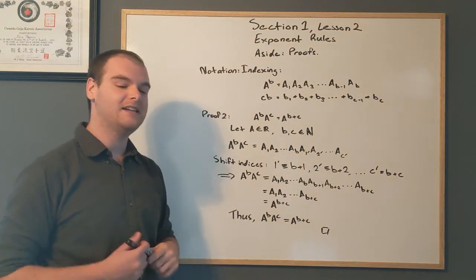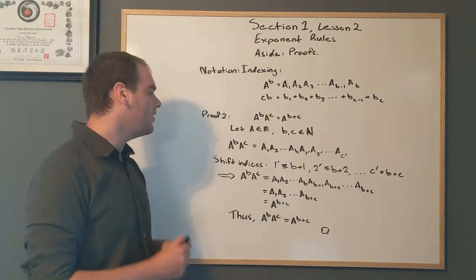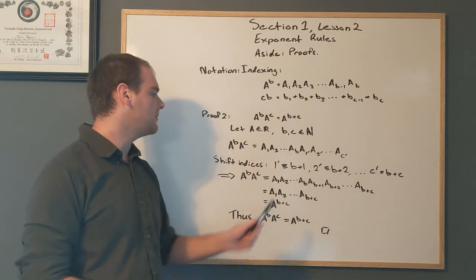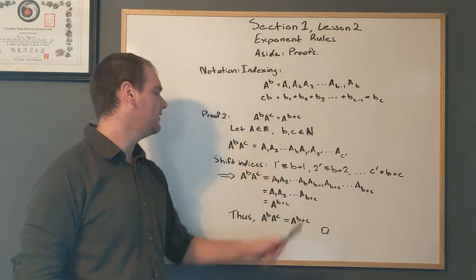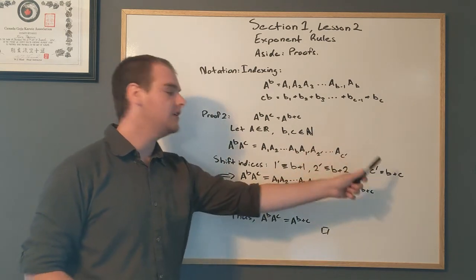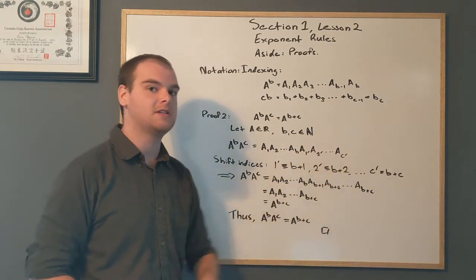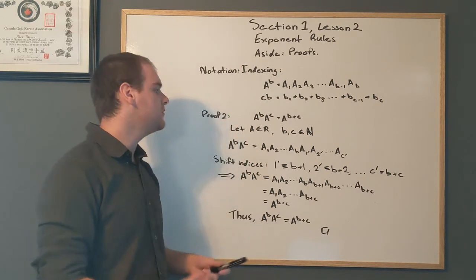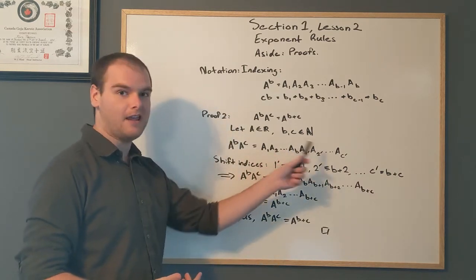Now I'm going to use an index shift. So all I'm going to say is that anytime I have a 1 prime, I'm going to change it to b plus 1. Anytime I have a 2 prime, I'm going to change it to b plus 2, and so on. If I have a c prime, I'm going to change it to b plus c. This doesn't change anything. All I'm doing is using indices to differentiate the different a's here.